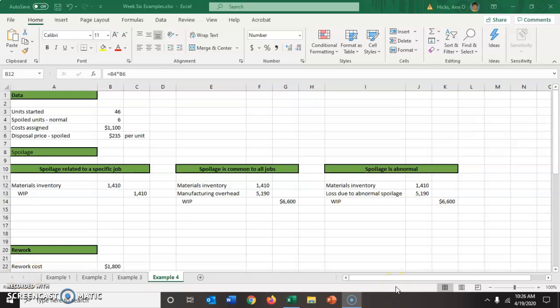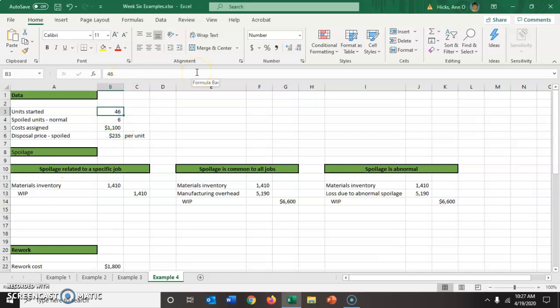So in this last example, I'm going to walk through spoilage in a job costing environment. We went through job costing way back last quad, but we didn't talk about spoilage. So I want to walk through that. It's really pretty straightforward. For this example, the data we're going to use includes the following.